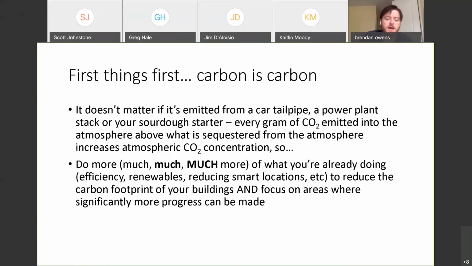And one of the things that I want to emphasize here is that the conversation that we're having about embodied carbon is a conversation about now versus later, because all of the carbon that we're going to emit as a society is going to end up where it's going to end up. But the next 10 years is consequential.